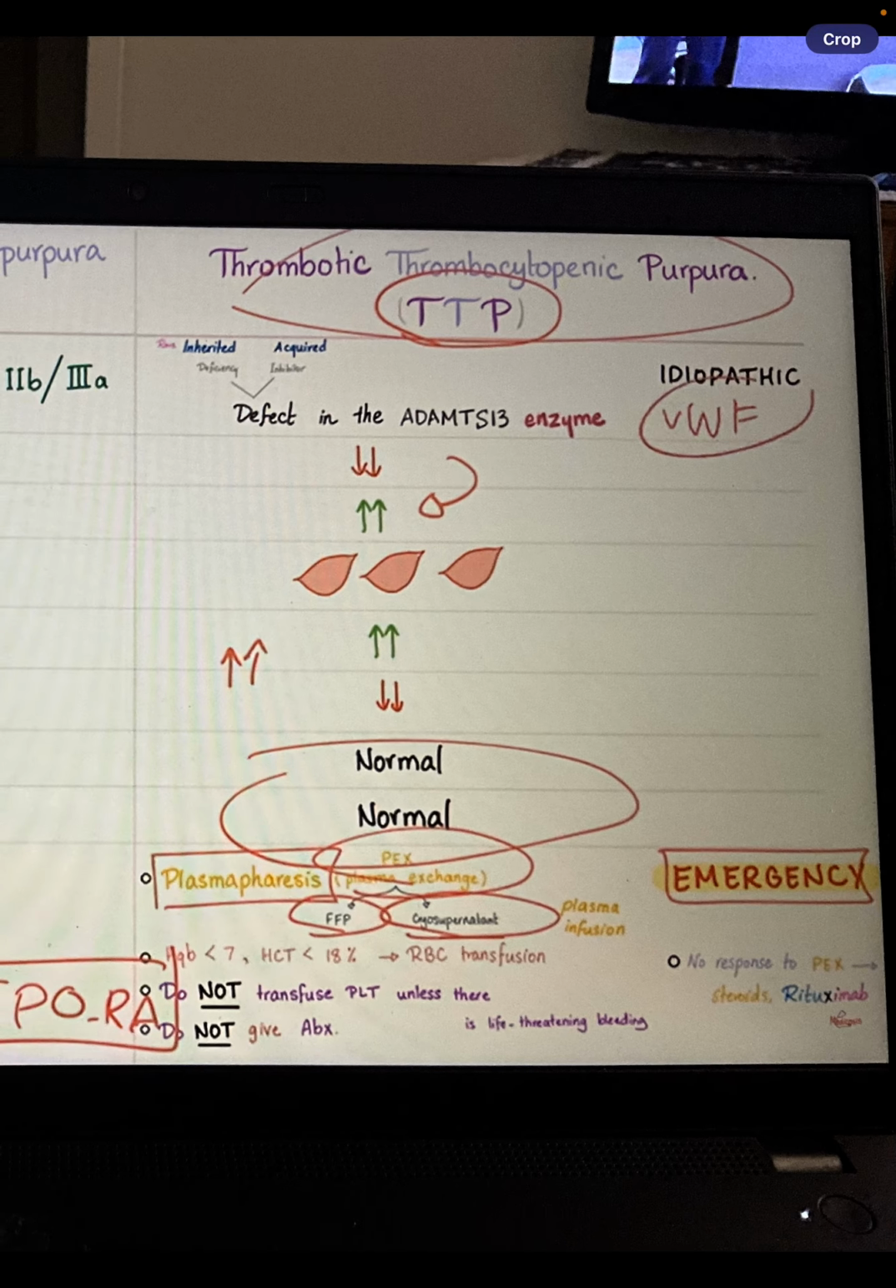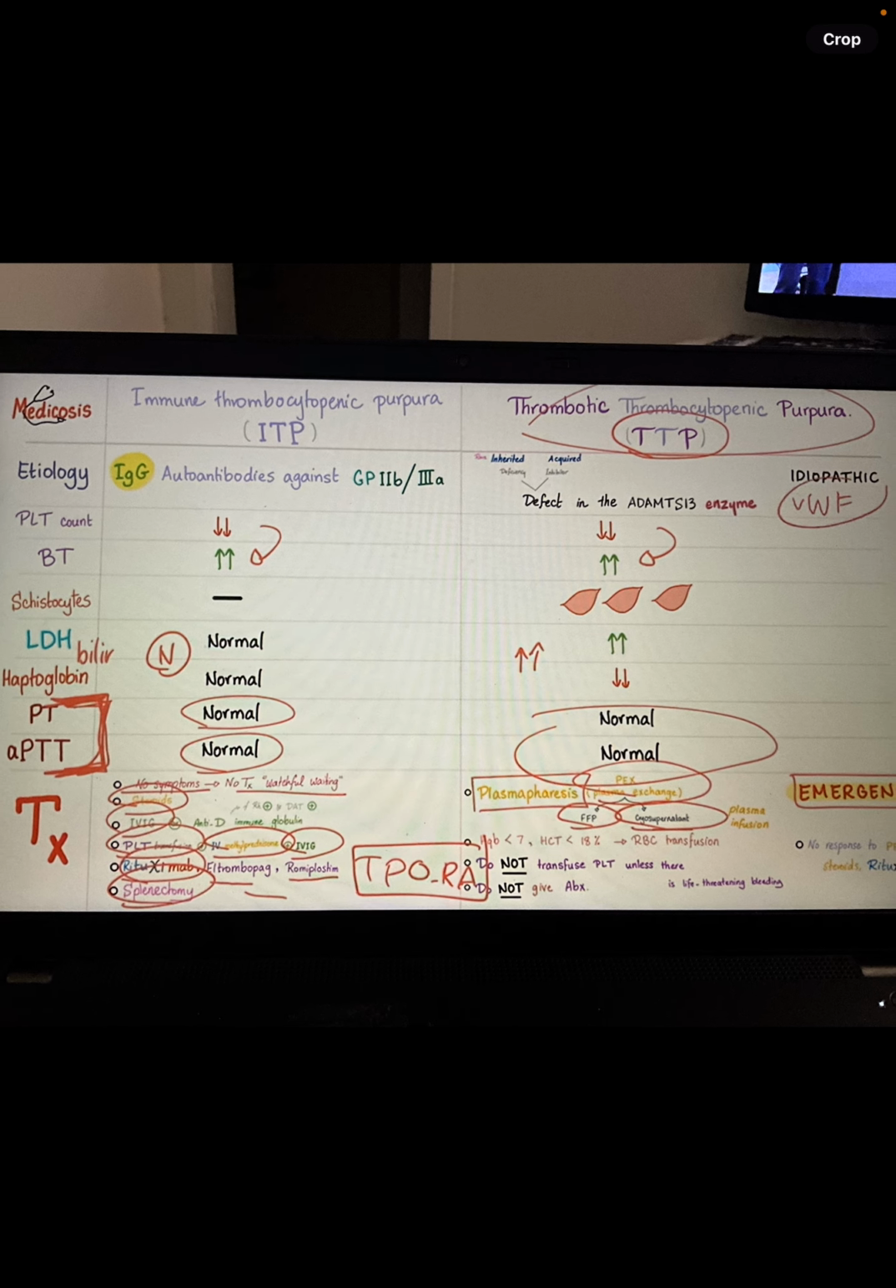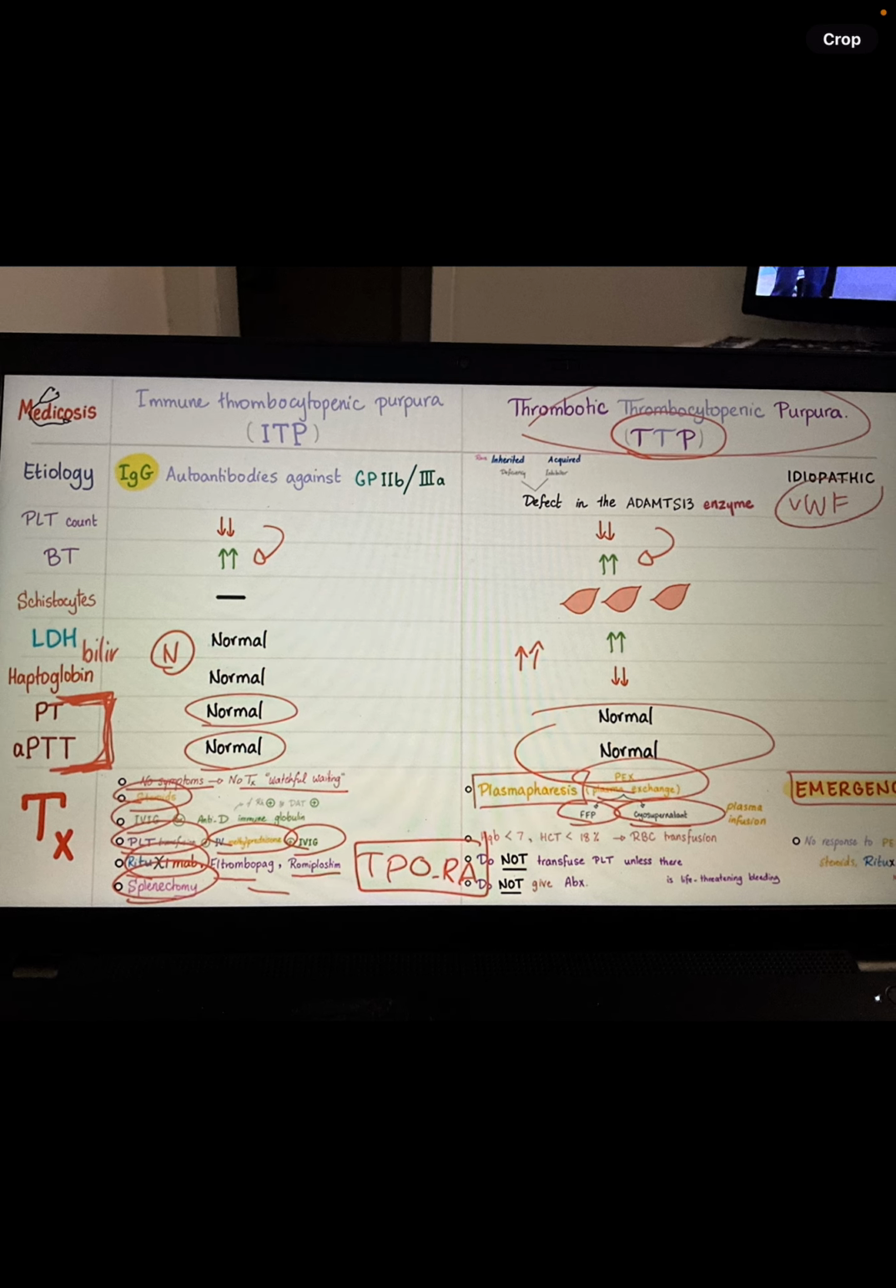And then there would be more and more von Willebrand factor, or it would be normal because there are multimers of it. So platelet count would be decreased in both. Bleeding time, which is similar to platelet count, would be decreased.